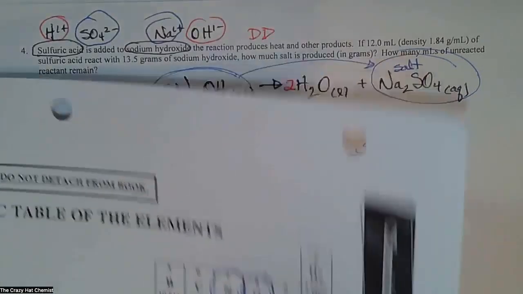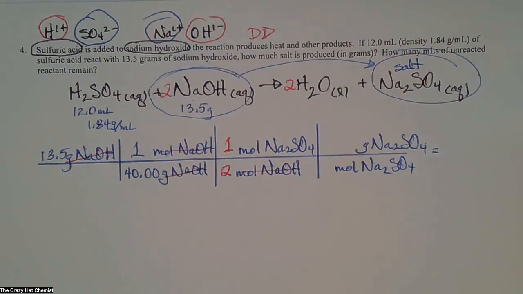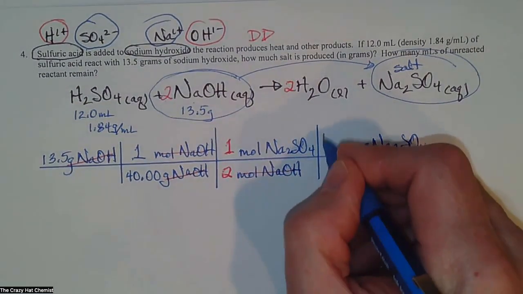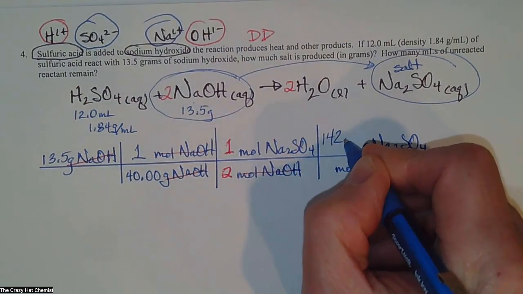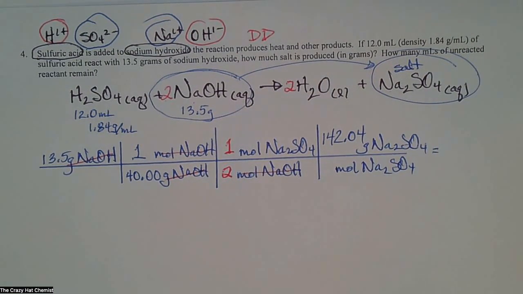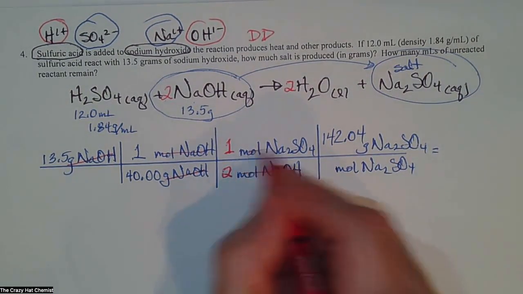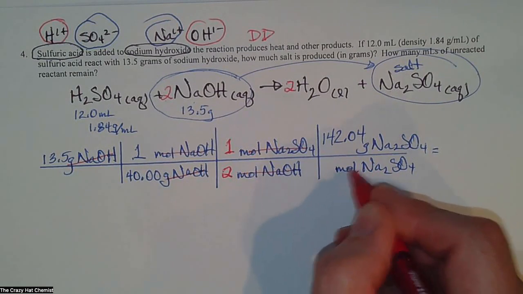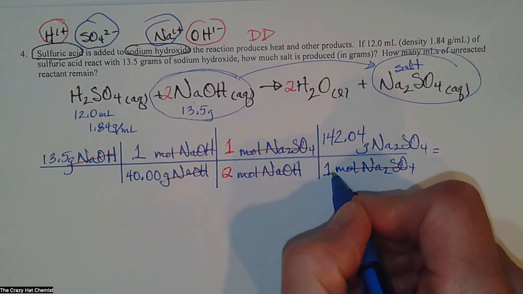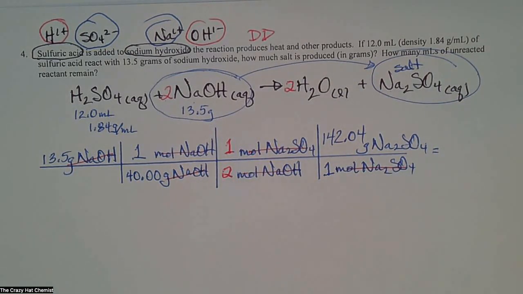These 3 elements, that is sodium, sulfur, and oxygen, all have 2 decimal places. So my rounded answer will have 2 decimal places. And that will be 142.04. This will enable me to cancel out the moles of sodium sulfate. I need a number in front of this moles of sodium sulfate, and that's a 1. And that's a definition.